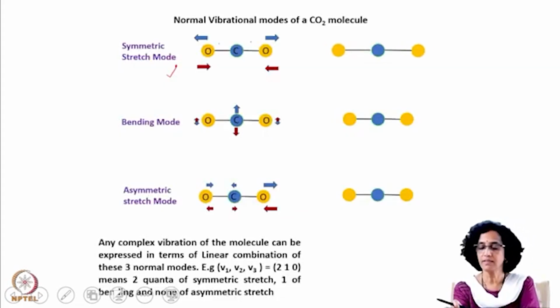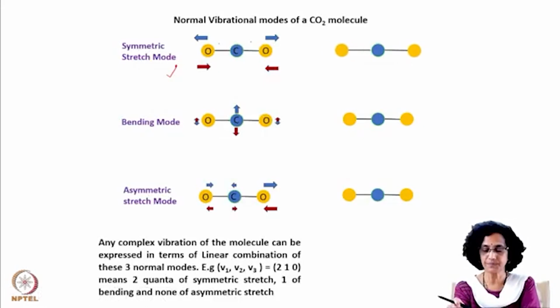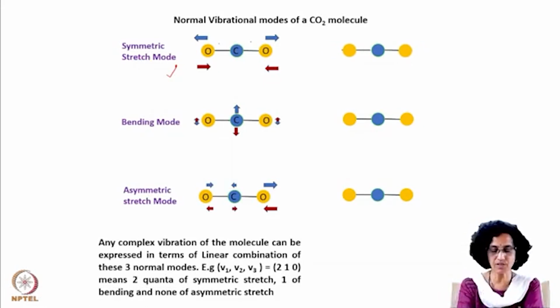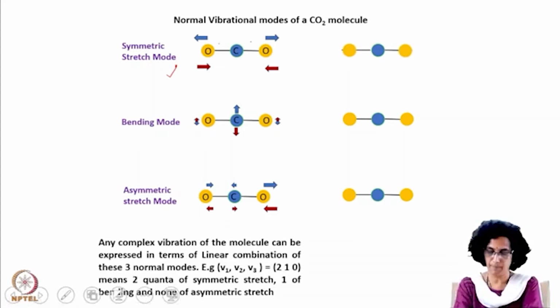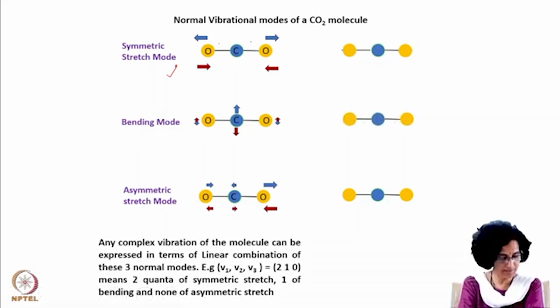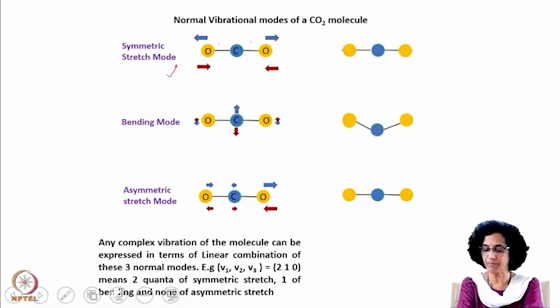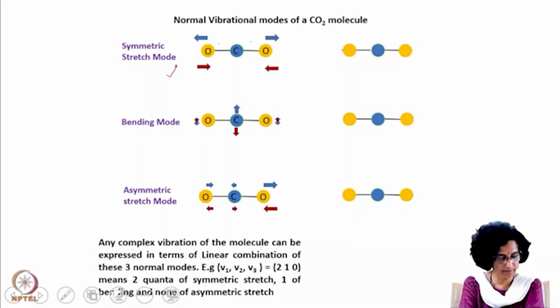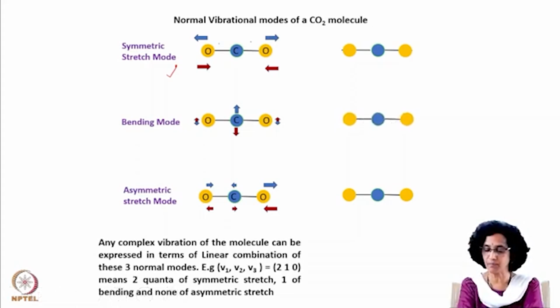This bond is getting compressed and stretched. That is symmetric stretch. The second one is the bending mode, where you have the central one going up and down, right? Central one going up and down, while the other oxygen atoms also move in tandem to keep the center of mass at the same position.